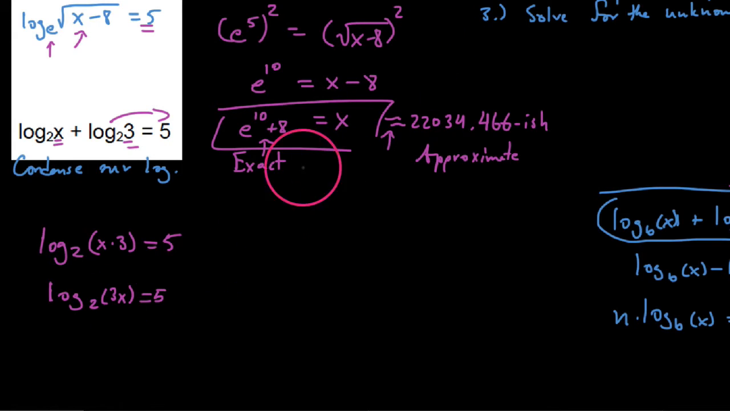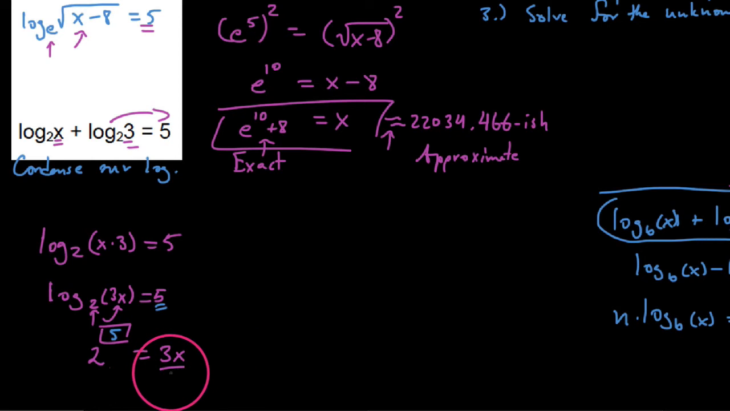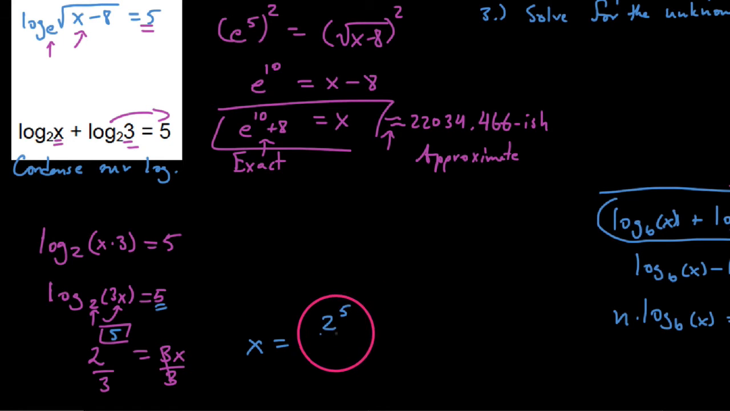So since I have the log isolated, we'll just rewrite this in exponential form. So we say, well, what's our base? Let's start with this. Our base is 2. So 2 to the power of something turns into this 3x thing. So 2 turns into 3x by taking it to the power of, well, of course, by the definition of logarithms, that guy. So again, we're going to get an exact value first. I'm going to divide both sides by 3. And so we get this. We get x equals 2 to the 5th over 3.